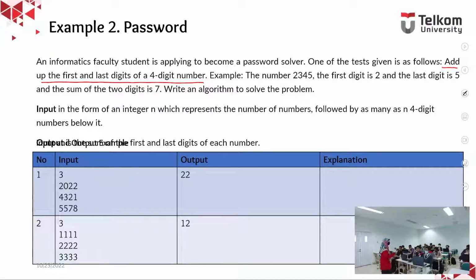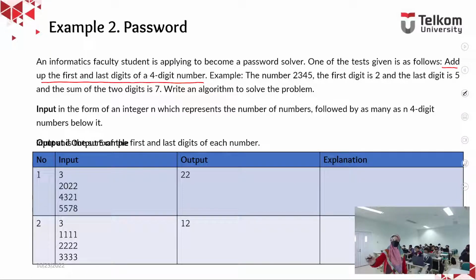How to take the first and the last digit? Because you have to add up the first and the last digit, right? The input will always be 4 digits.